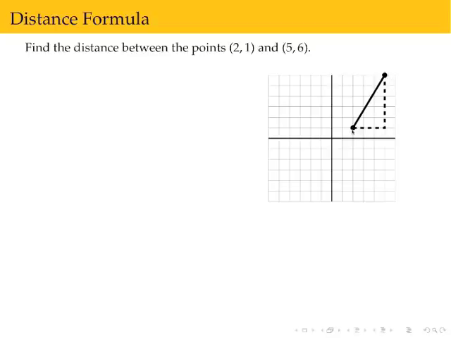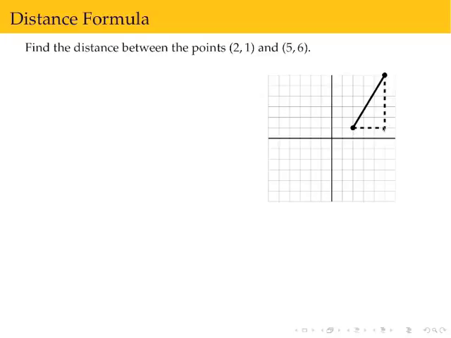In order to use the Pythagorean theorem, which, if you remember, is a squared plus b squared equals c squared, where a and b are the lengths of the legs and c is the length of the hypotenuse, I would need the length of the legs in order to find this. Fortunately, that's easy to tell from the graph.